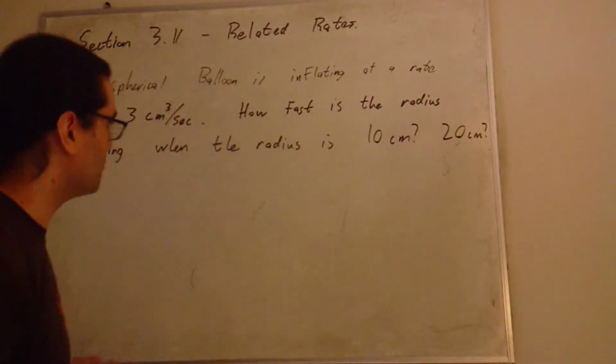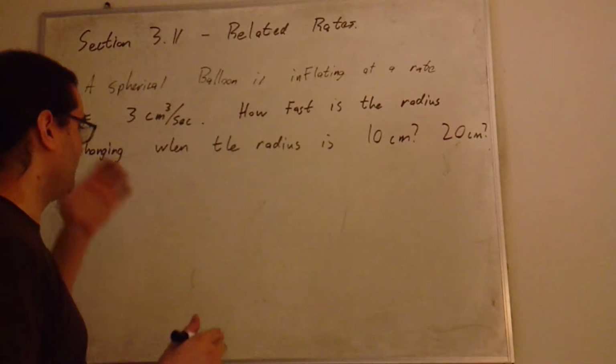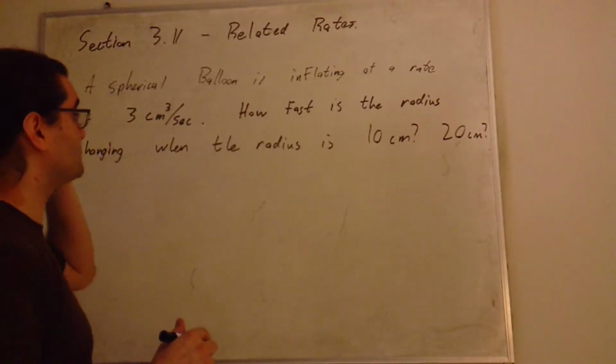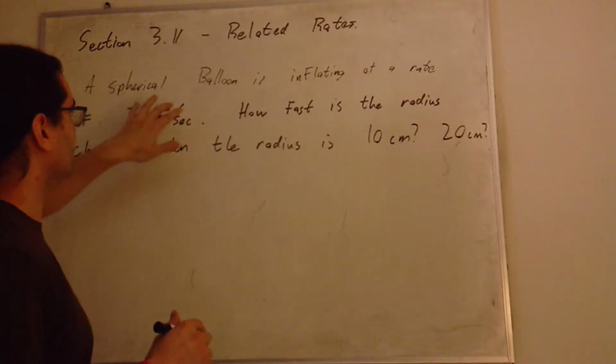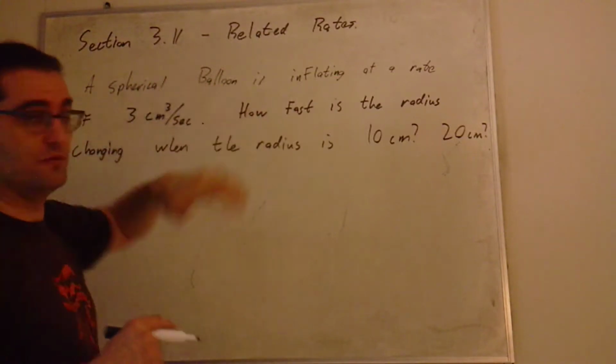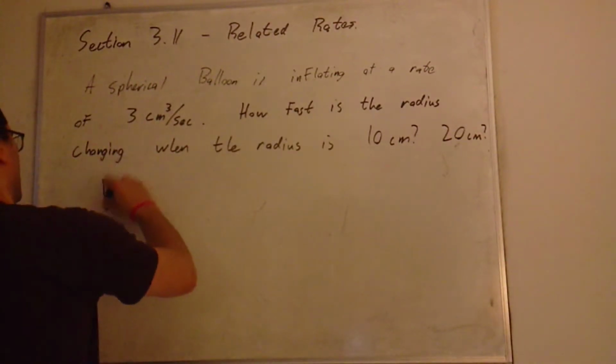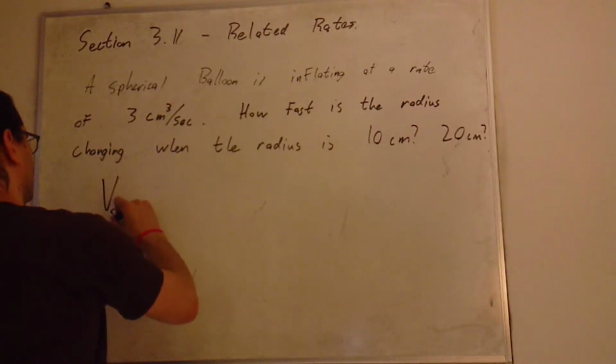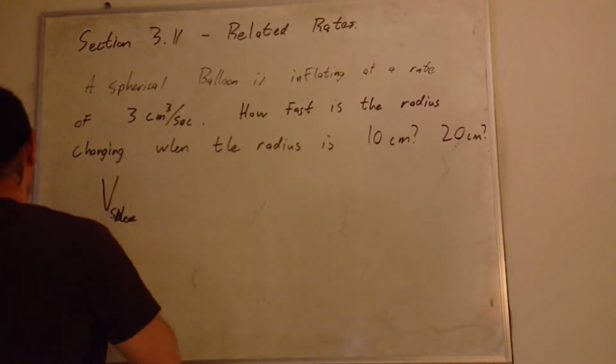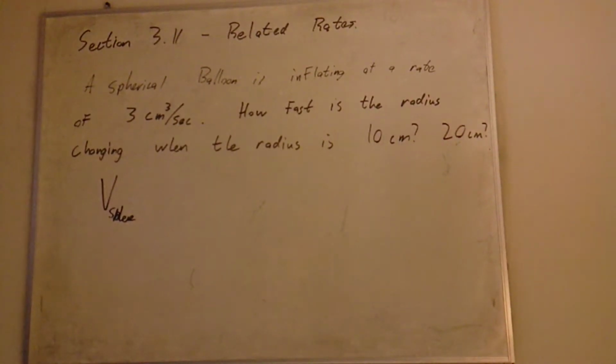We have to start with a formula, an equation that we can use. We're looking at spherical balloons. So we want the volume of a sphere, and so that's going to be important. The volume of a sphere, I know how to spell sphere. Give me a second. I can do this.